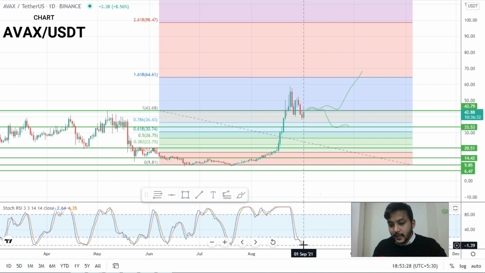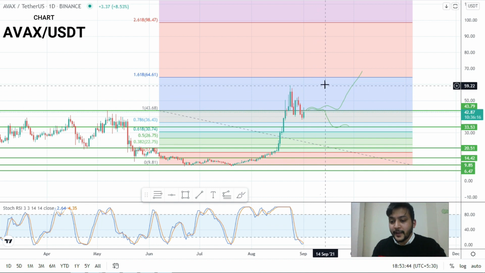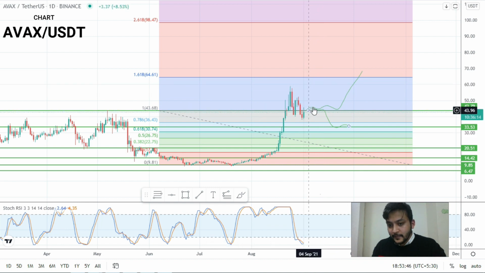So now the RSI is in the oversold region. That means the majority of the traders have sold AVAX. That means as soon as the AVAX stock RSI starts curving upwards and it starts going above the 20 region, we could start seeing an upward momentum in the price of AVAX. So if this keeps on accumulating and the RSI starts turning upwards, that would be a double indication for us to start longing AVAX at the $44 region.